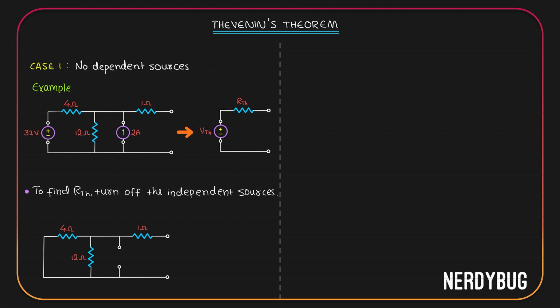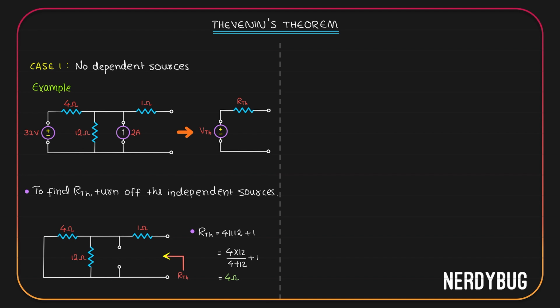Now Thevenin resistance will be the resistance that you see when you look from here. We have a 4 ohm and a 12 ohm in parallel. Also, there is a 1 ohm in series to them. So the Thevenin resistance is simply 4 being parallel to 12 and 1 being in series to them. That gives us 4 ohm.